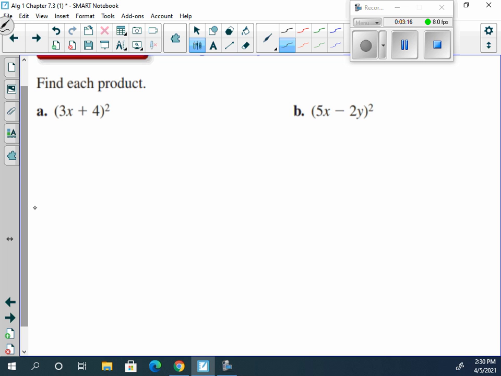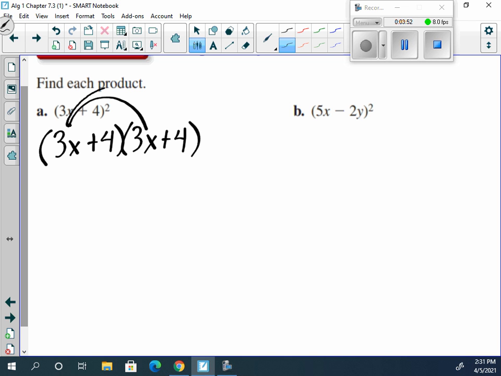So on the back of the first page, up at the very top, we do have this here. 3x plus 4 squared. Well, whenever I square something, I'm saying it's being multiplied by itself. So really what we're saying is I have 3x plus 4 times 3x plus 4, yes? And are 3x and 4 like terms? No, so we can't combine those. So what we can do is use our distributive property, our multiplication property like we did last week.